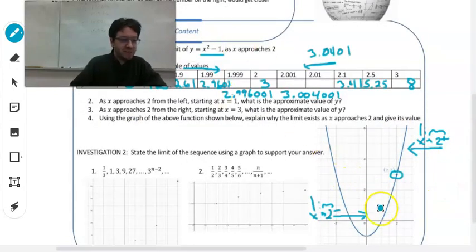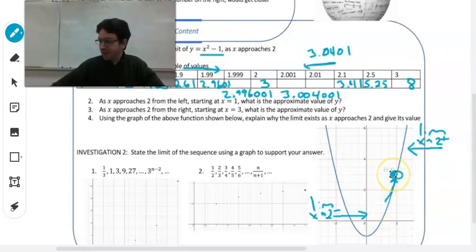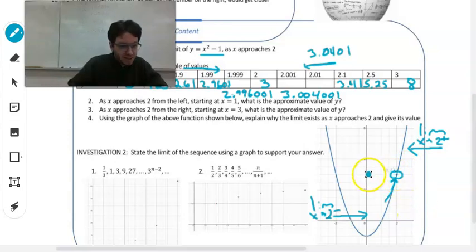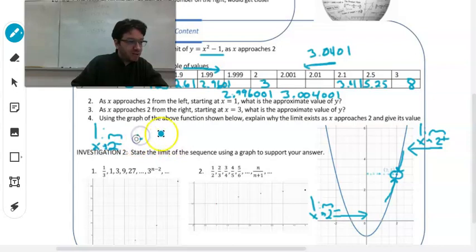You probably could have seen that just by looking at this diagram. You can see right here, it's approaching the value of 3 from the left. And it's approaching the value of 3 from the right. So in this case, we say the limit as x approaches 2 from the left equals 3. And that's the same as the limit as x approaches 2 from the right for our function f at x.